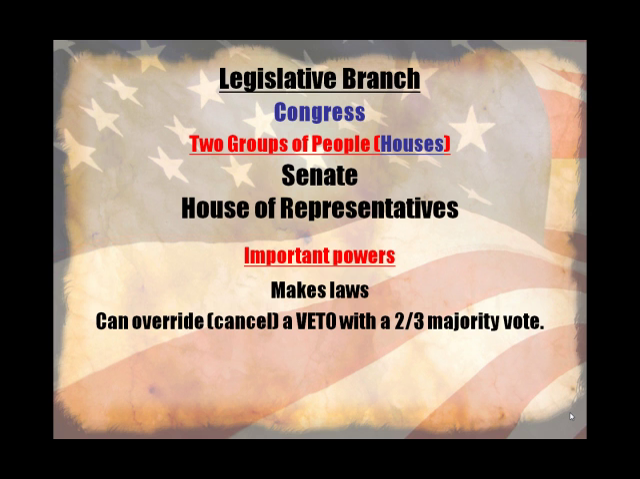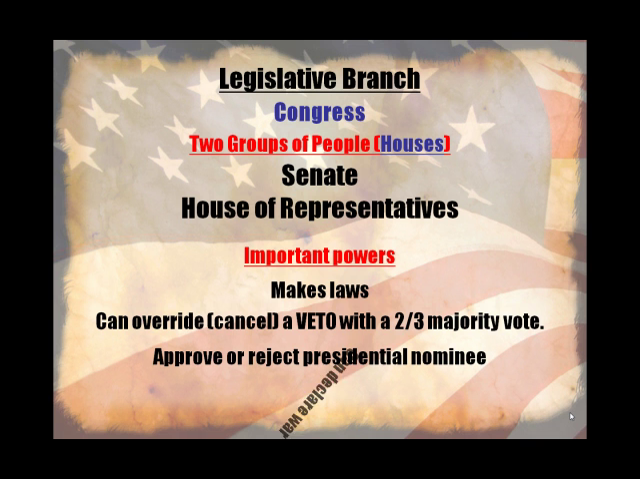So it's very unlikely that someone from the same party as the president is going to vote against the president in a veto. It happens, but it's very rare. It's very difficult for a president to have his veto overridden. Finally, the Congress can approve or reject presidential nominees, and it can declare war.